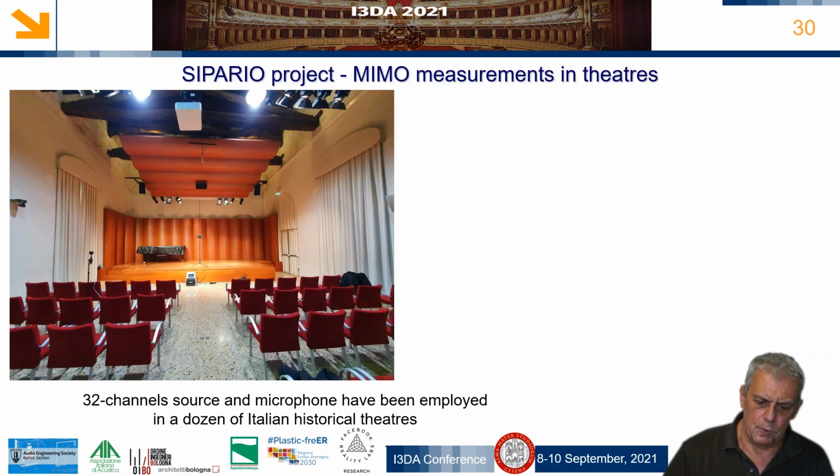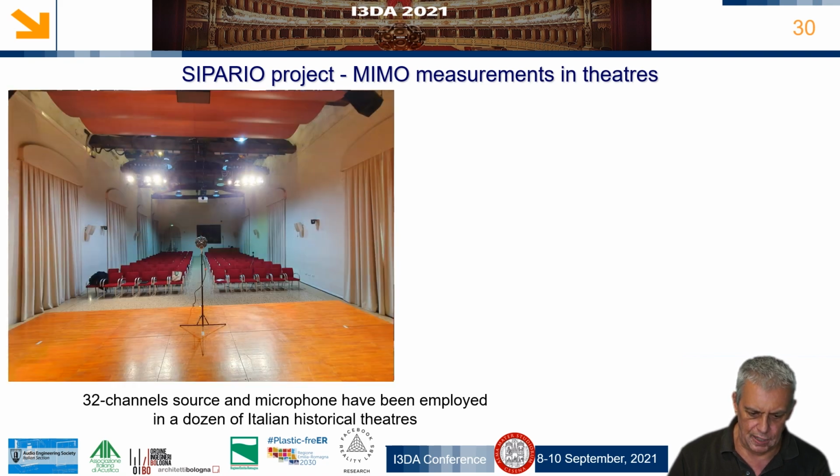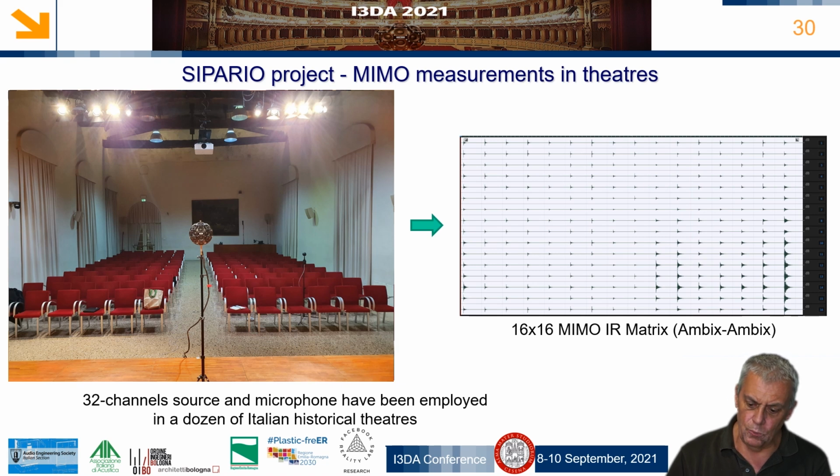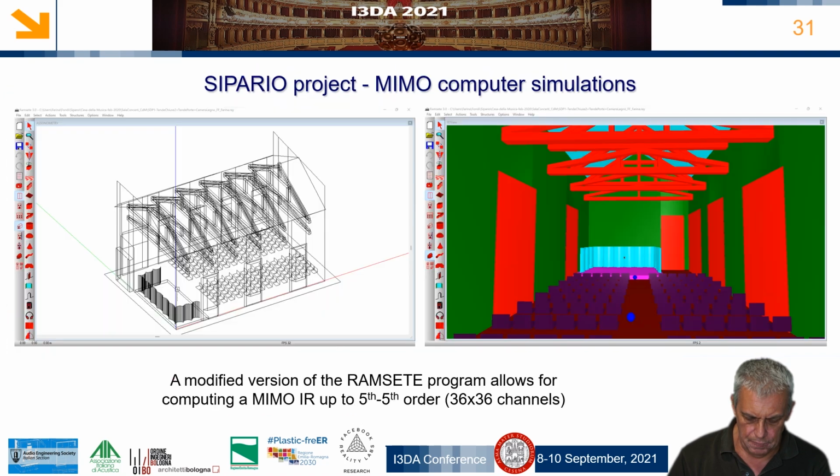Now we go to the Sipario project. This is about Italian historical theaters, and in these rooms we record impulse responses using our 32-channel loudspeaker array, which here you see in more detail, and an Eigen mic as a receiver. Doing the ambisonics conversion, we get a 16 by 16 MIMO IR matrix, AmbiX. In the Sipario project, we not only use measured impulse responses, but we also make computer simulations using the RAM7 program, which can create impulse responses up to fifth order.